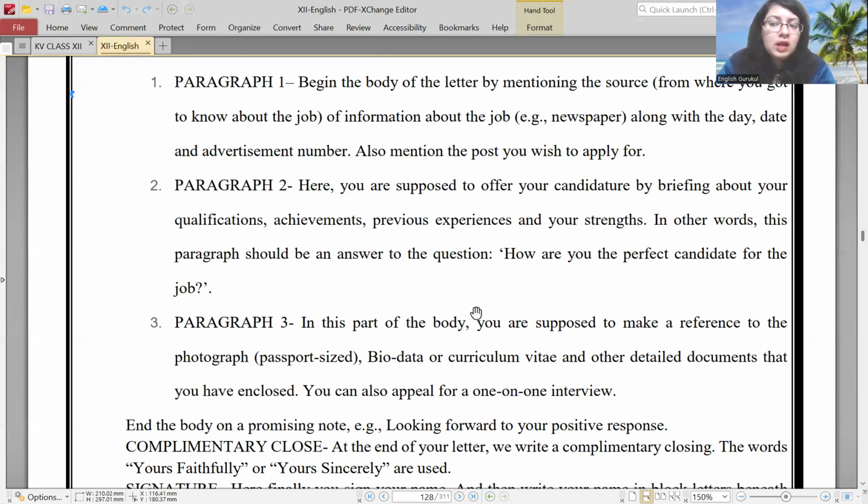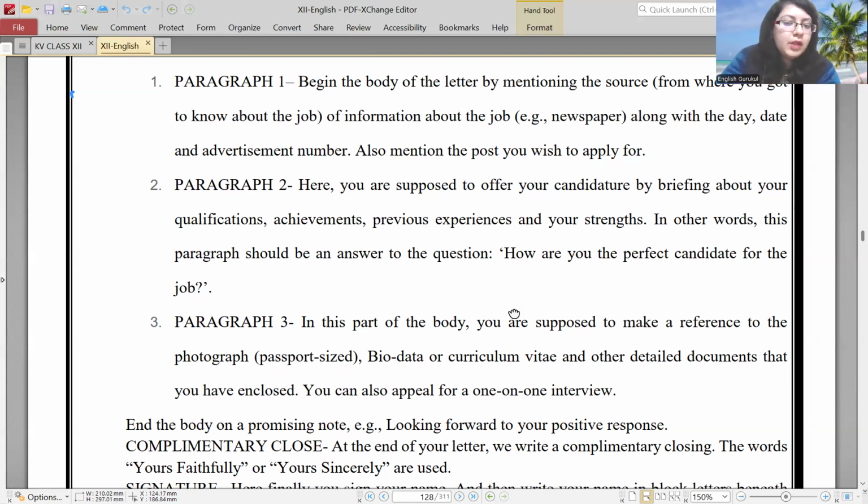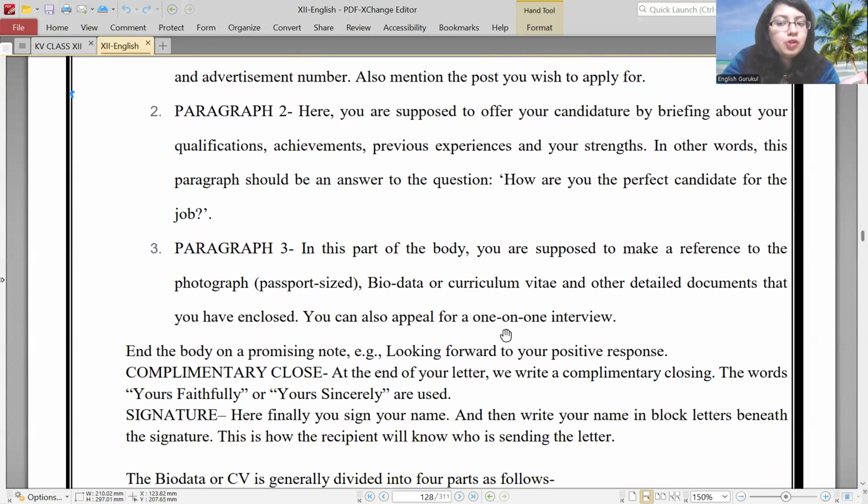Along with the date, you have to mention the day as well. When was it published? You have to mention the day, date, and advertisement number, the number that you get to see. So you can also mention that. Also mention the post you wish to apply for.